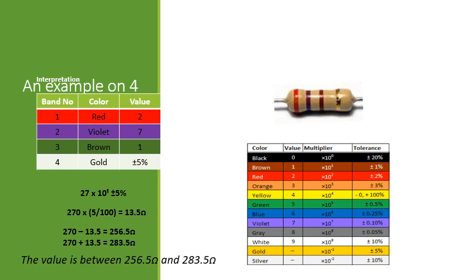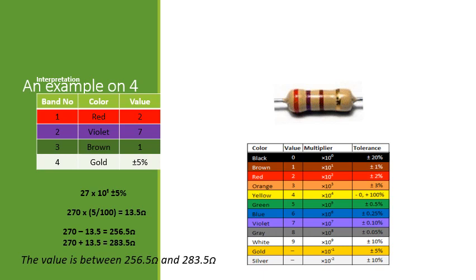So now, what is the third color? That's brown. Okay, what is the multiplier of brown? That's times 10 raised to power 1. So you multiply what you have written by 10 raised to power 1, and that's it. Okay, and the last color is gold.